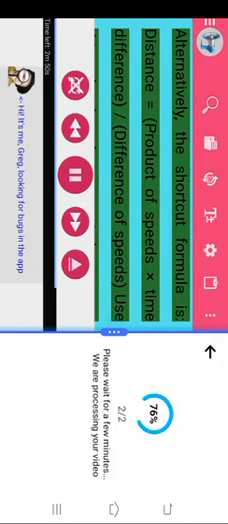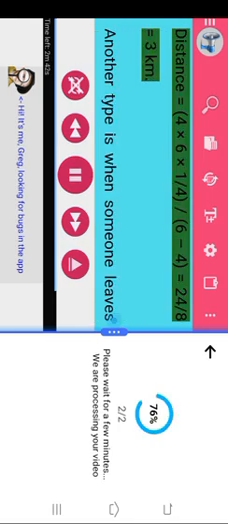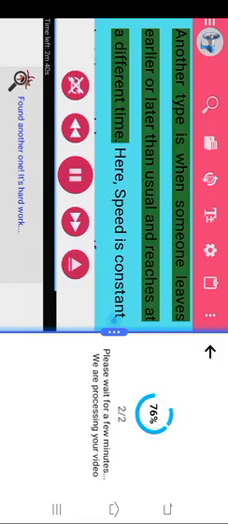Alternatively, the shortcut formula is distance equals product of speeds times time difference, divided by difference of speeds. Use this only when the person is late at one speed and early at another. In the above case, distance equals 4 times 6 times 1/4 divided by 6 minus 4, which equals 6 divided by 2, which equals 3 kilometers.